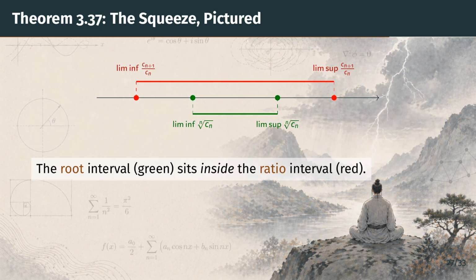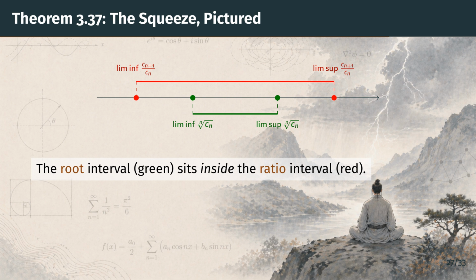This picture shows the squeeze. On the number line, the 2 ratio quantities, the lower limit and the upper limit of the ratios, sit on the outside, drawn in red. The 2 root quantities, the lower and upper limits of the nth roots, sit on the inside, drawn in green. The interval determined by the root test is always contained inside the interval determined by the ratio test. This is exactly why the root test has wider scope. Its decisive interval is narrower and better placed.